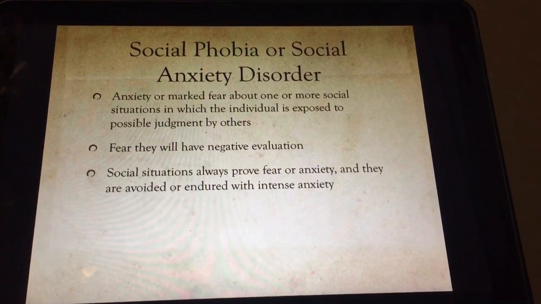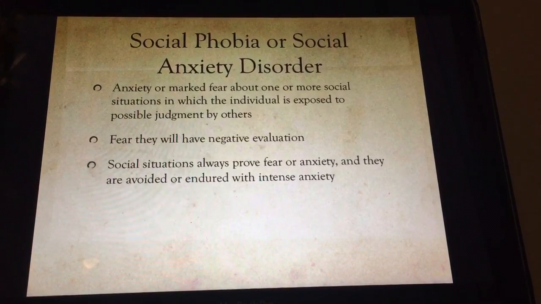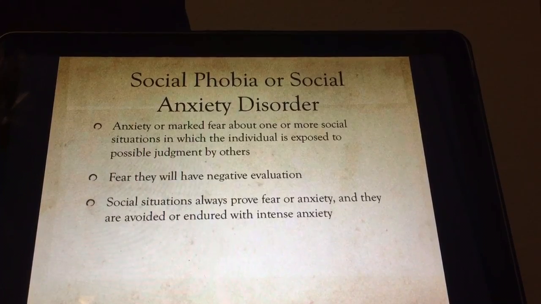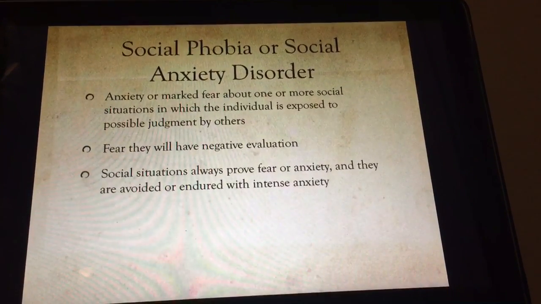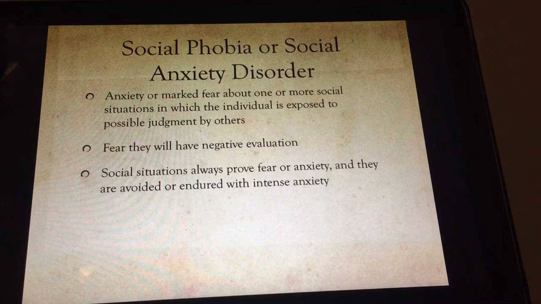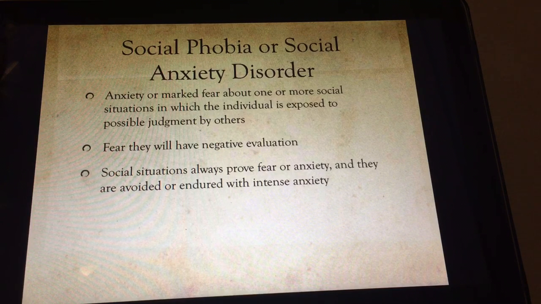Social phobia is also known as social anxiety disorder, and this anxiety disorder is marked by a fear about one or more social situations in which the individual is exposed to possible judgment by others. They fear they will have a negative evaluation by their peers or other people in general. Social situations always provoke fear or anxiety, and they are avoided or endured with intense anxiety. Just because someone will go through with a social situation doesn't mean that they do not have social phobia, because if they are enduring it with severe anxiety, then that would classify them as having social phobia.